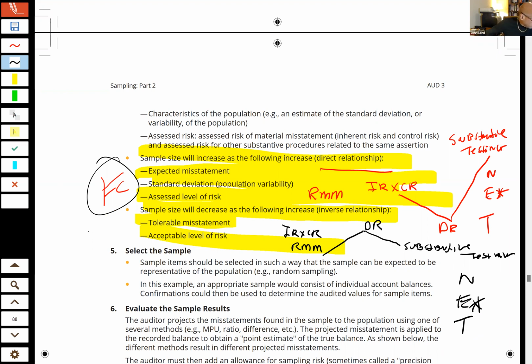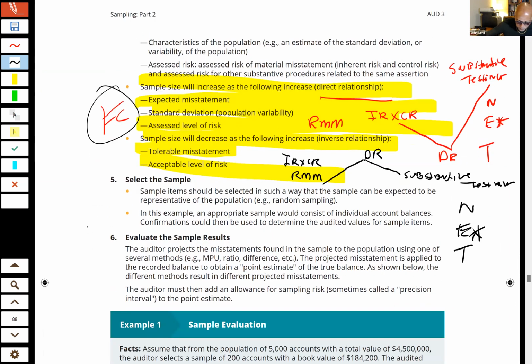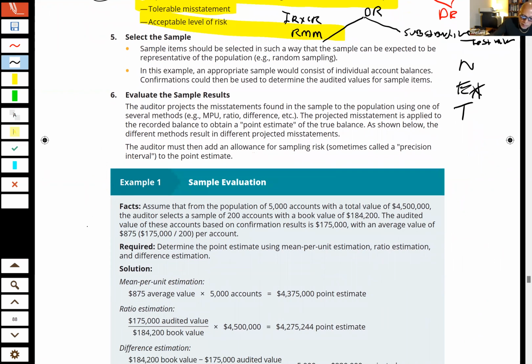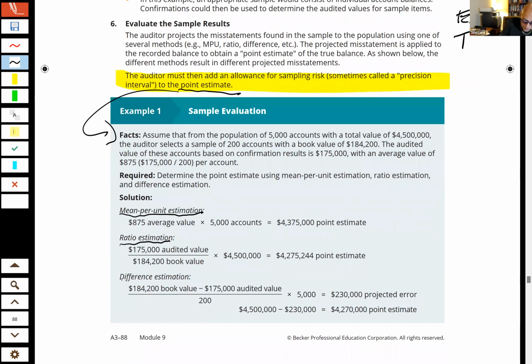Now you come over and we're going to pull the sample and evaluate the sample results. We're going to apply an allowance for sampling risk, a precision, to the point estimate, and that's how we'll determine whether or not we think there is a material misstatement. What this is showing you are the three methods we have already sort of flashcarded, how we would use book value in these estimation techniques under variable sampling: mean per unit, ratio estimation, and difference estimation. Now we're going to come up with the point estimate. That really is the outcome of this exercise.